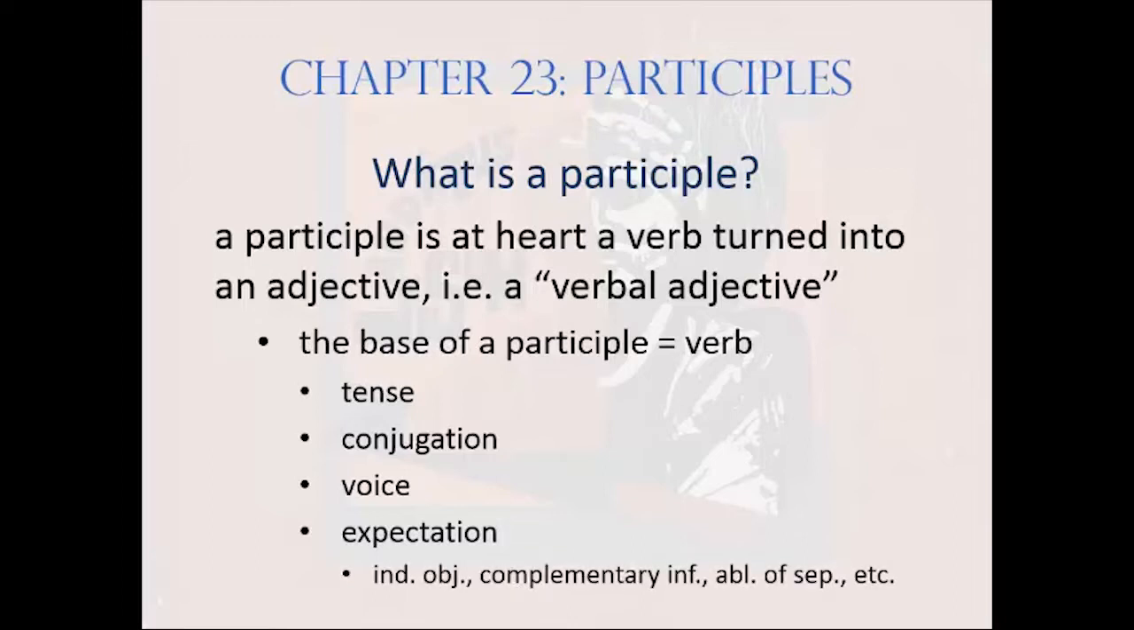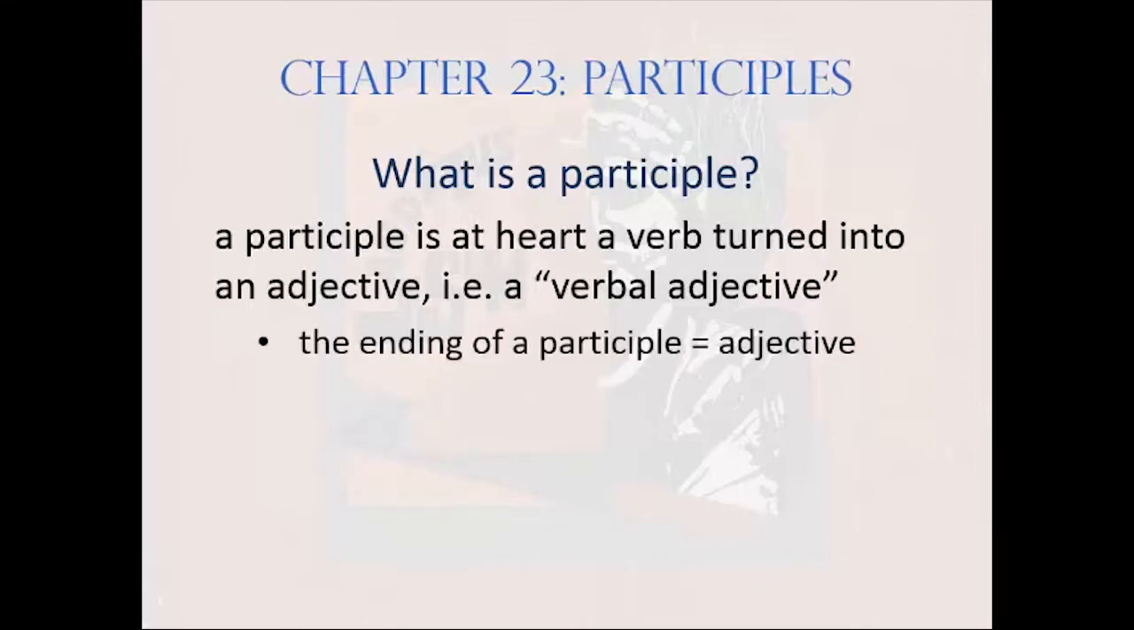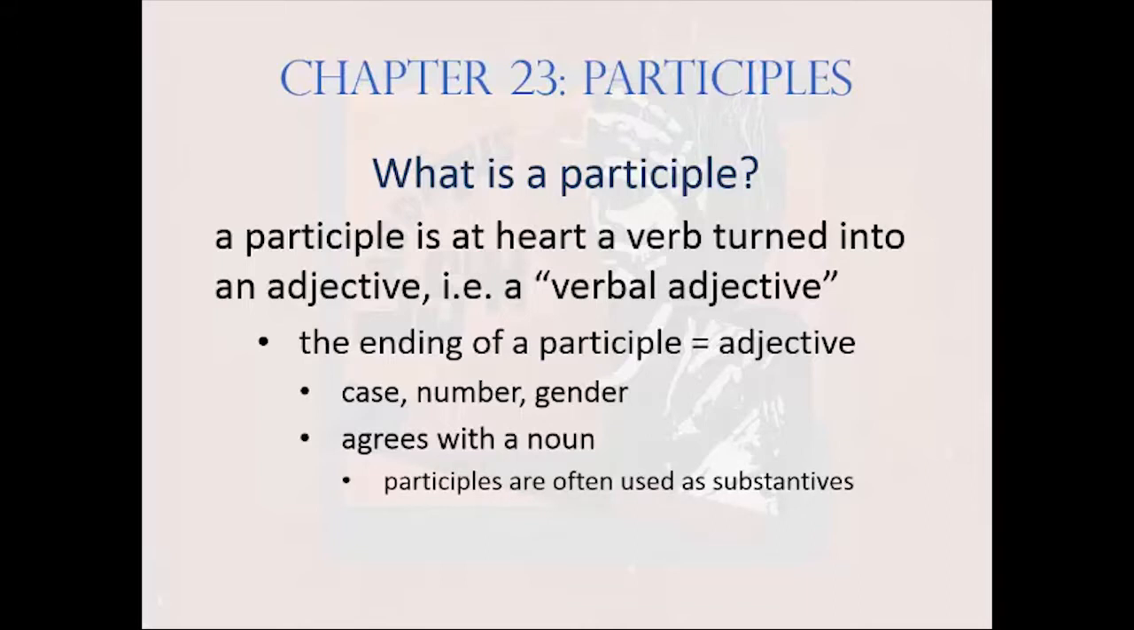Participles can also be followed by anything the verb naturally expects: indirect objects, complementary infinitives, ablatives of separation, and the like. That's the base of participles. Their endings are totally different. They're not verbal, but adjectival. That is, they contain the type of information adjectives do: case, number, and gender, allowing them to agree with nouns, or, as often happens, serve as substantives.